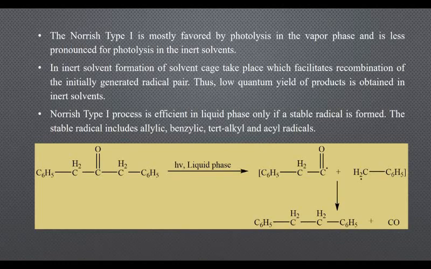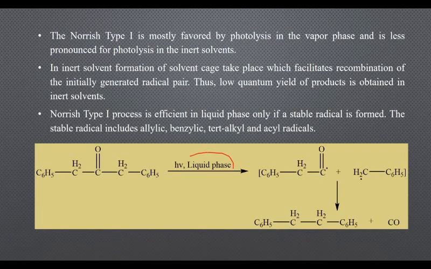As we have seen at the start of this lecture, Norrish type I is mostly favored in the vapor phase and it is uncommon in the solvent. But if there is an inert solvent, it will form a solvent cage which facilitates the recombination of the initially generated radical pair. Thus, low quantum yield is obtained in inert solvents.